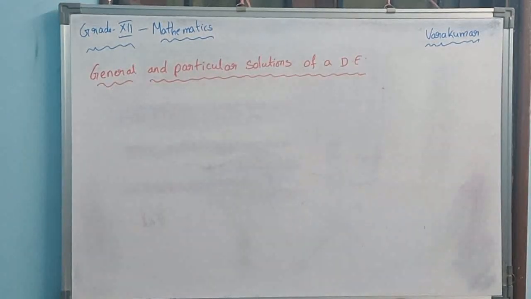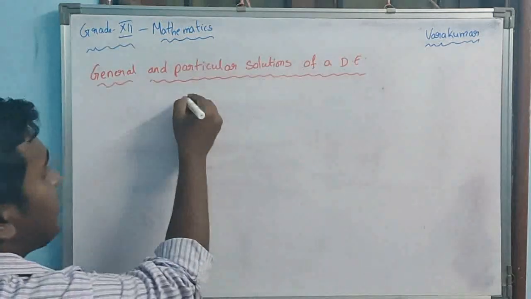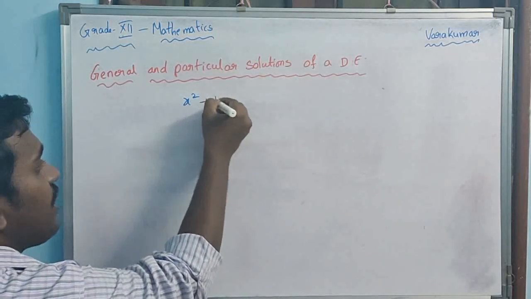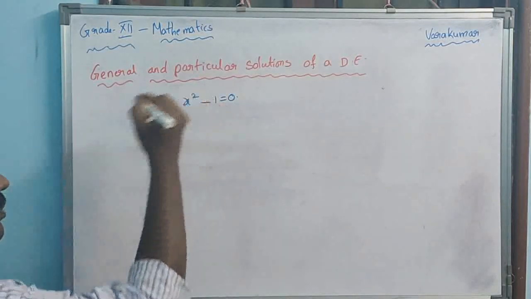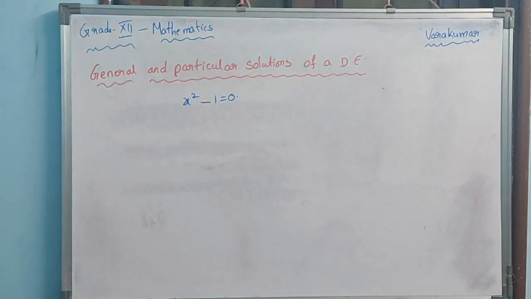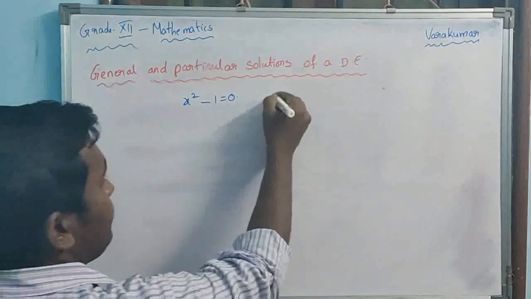Okay, now the next topic is general and particular solutions of a differential equation. Before going to the topic, in earlier sections we have learned, suppose x square plus 1 is equal to 0, or x square minus 1 is equal to 0.